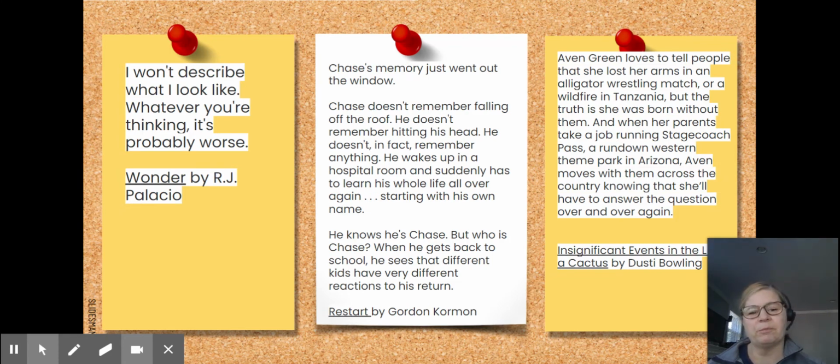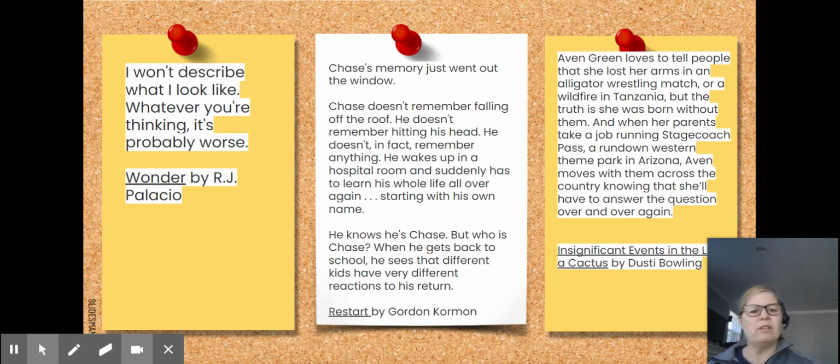And my third one. It's from Insignificant Events in the Life of a Cactus. Avon Green loves to tell people that she lost her arms in an alligator wrestling match or a wildfire in Tanzania. But the truth is, she was born without them. And when her parents take a job running Stagecoach Pass, a rundown Western theme park in Arizona, Avon moves with them across the country, knowing that she'll have to answer the question over and over again.